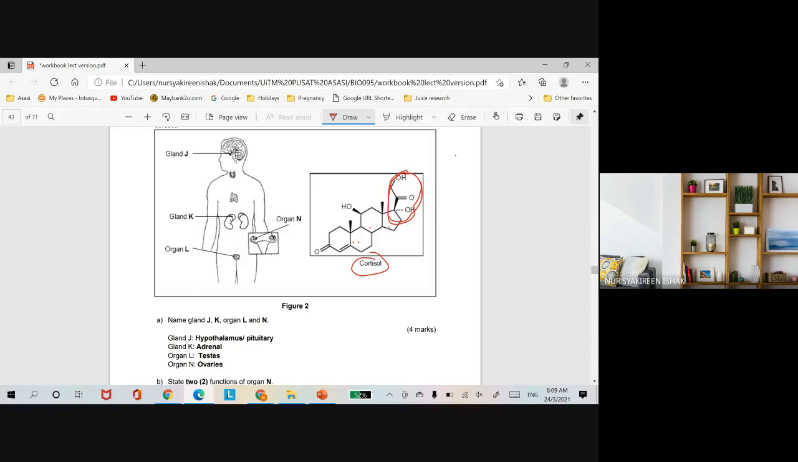If you look at this diagram, you have to label all the glands in figure 2. So which one is the adrenal gland? It is K. K is the adrenal gland, located just above your kidney. The adrenal gland is divided into two regions, the adrenal cortex and the adrenal medulla. The adrenal cortex is the outer part, and the adrenal medulla is the inner part.